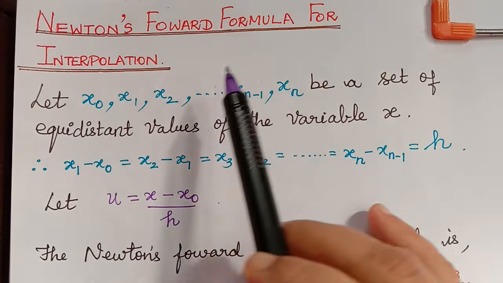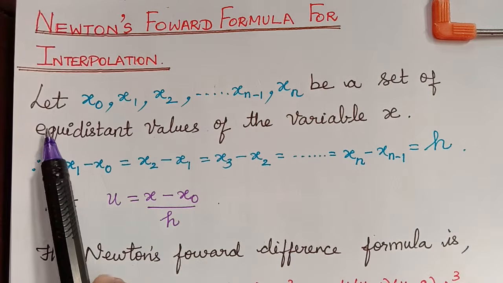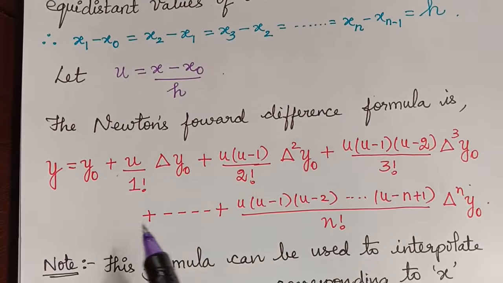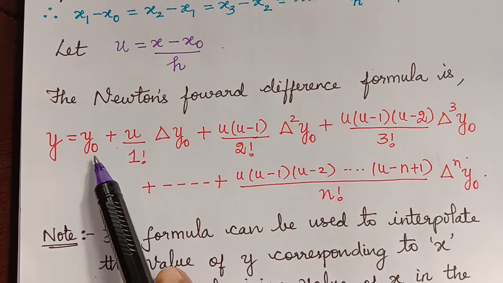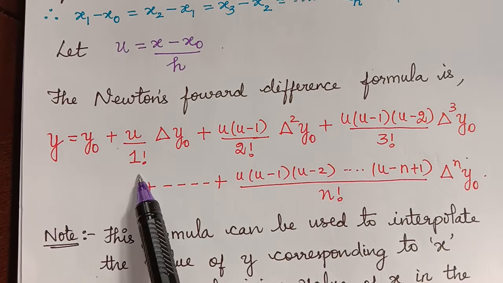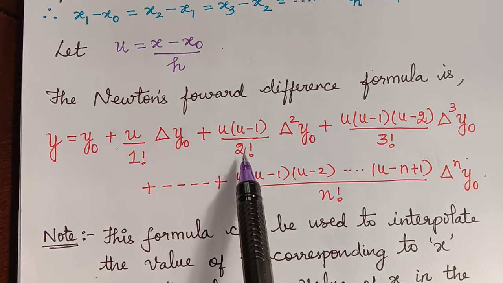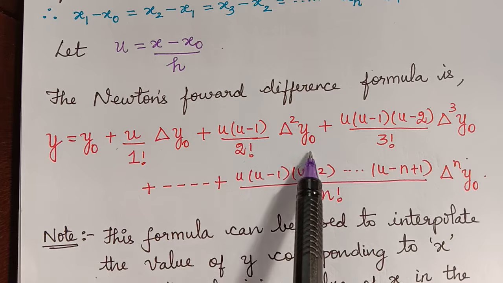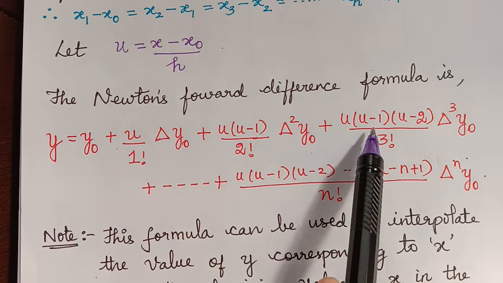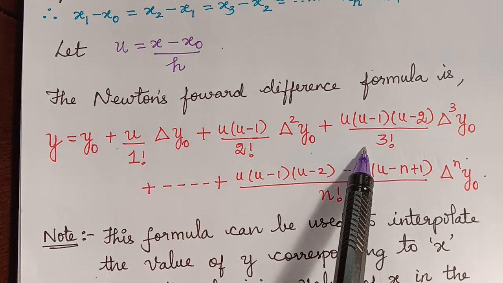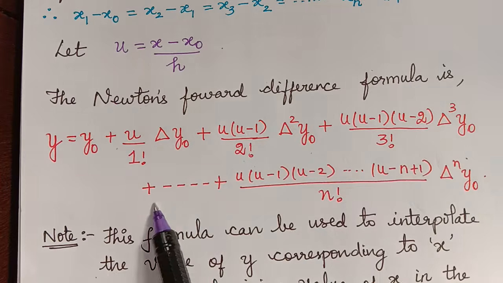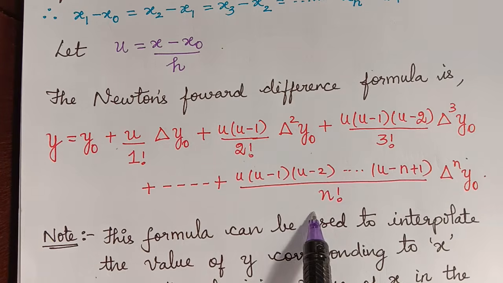The Newton's forward formula for interpolation is given by y equal to y naught plus u by 1 factorial delta y naught, plus u into u minus 1 by 2 factorial delta squared y naught, plus u into u minus 1 into u minus 2 by 3 factorial delta cube y naught, plus etc. This is the general term.